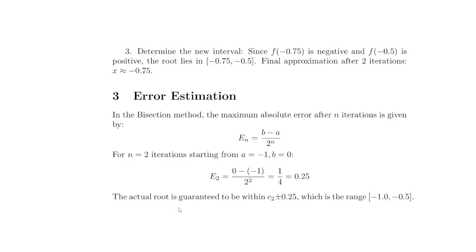So that means the actual root is guaranteed to be within C2 plus or minus 0.25. So C2, that was our -0.75. So if we add 0.25, that gives us -0.5. If we subtract 0.25 from -0.75, we get -1. And so that's going to be our final answer.